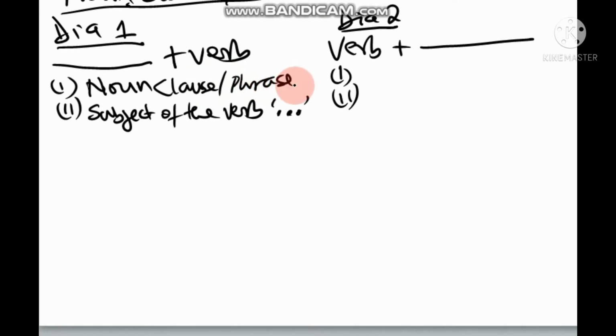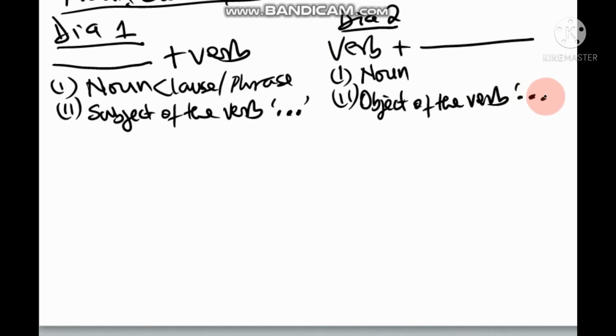Diagram 2 tells you that if you have a verb first plus underlined words, also write a noun, but this time around call it object of the verb. So the verb that is here is what you are going to put there. Then go back to that underlined word and ask yourself, if it contains a finite verb, you write a clause. But if it doesn't, you write a phrase.